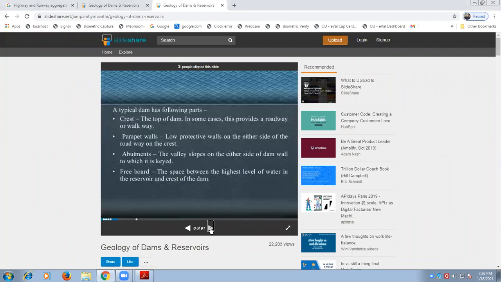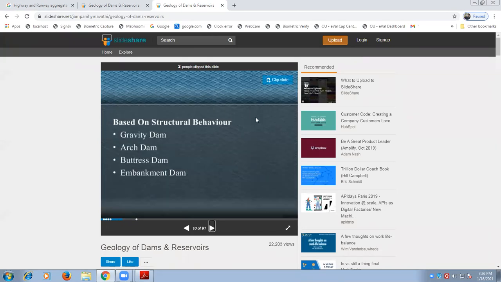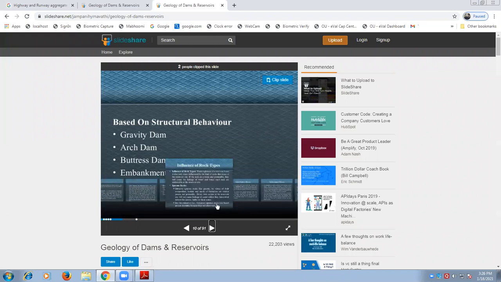In brief, we have seen this. So you can expect an essay type question, a long answer question, which could be on the definition of a dam, a diagram of a dam, labeling the parts and mentioning the function of each of the parts, and then the types of dams. So you should be able to answer that question. Based on the structural behavior also, we have four types of dams. Please make sure that you learn each and every classification.